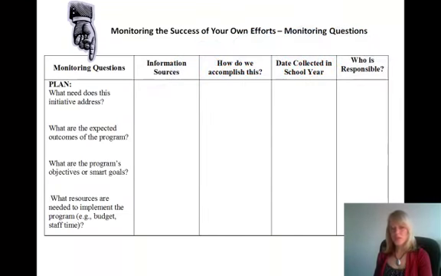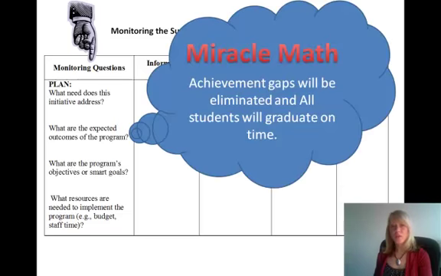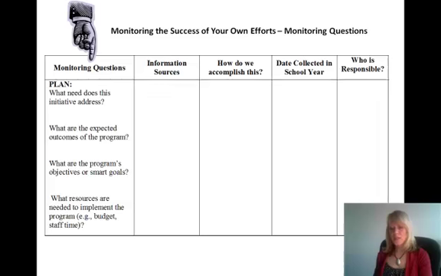The next question you'll want to consider is, what are the long-term goals of the program? This question will need to be examined in order to determine if the program was successful. Again, think back to the example of Miracle Math. For Miracle Math, the long-term objectives or goals were that the achievement gaps would be eliminated and that all students will graduate on time. So what are your expected long-term outcomes for your initiative? Answering this question will tell you if you in fact have met your long-term goal. The timing of your monitoring as well as the timeline for your initiative will determine when you're able to answer this question.